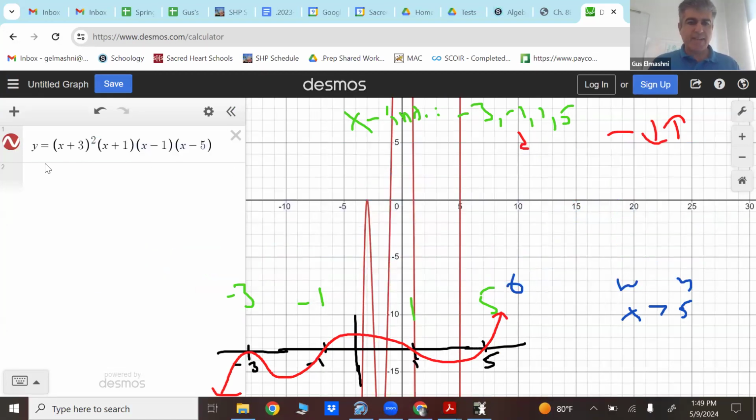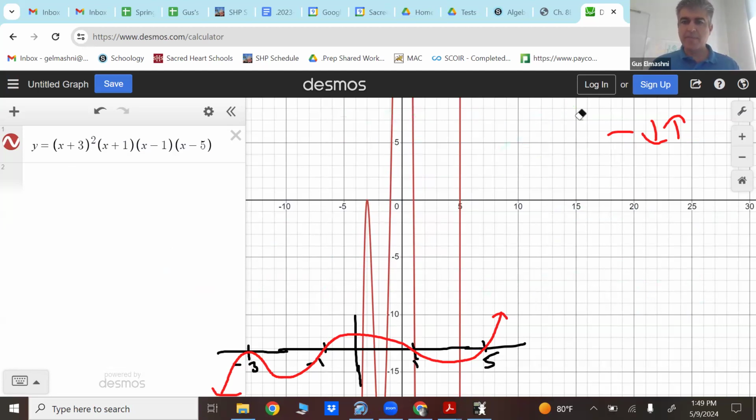See how it's above the x-axis when x is bigger than 5? And see how it goes down and up? I mean, it hits the x-axis at -3 and bounces off at -3. And then comes a bit down, then hits at -1, is above the x-axis, gets down to 1, goes below the x-axis, back to 5, and back above the x-axis.